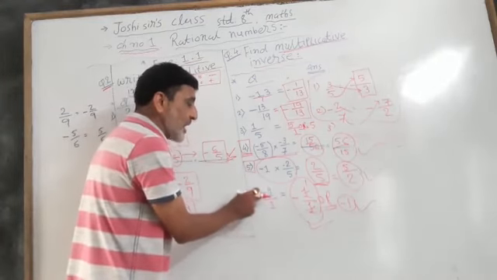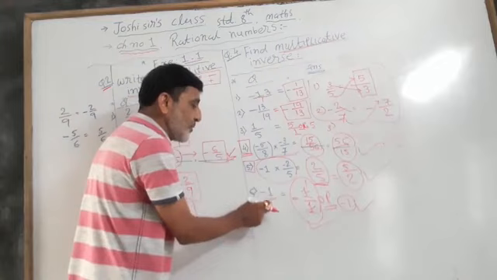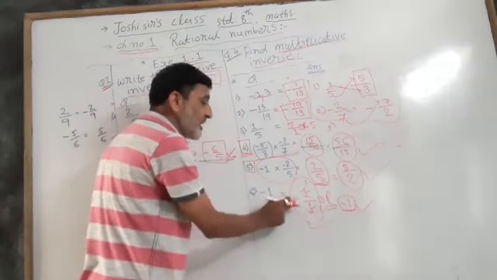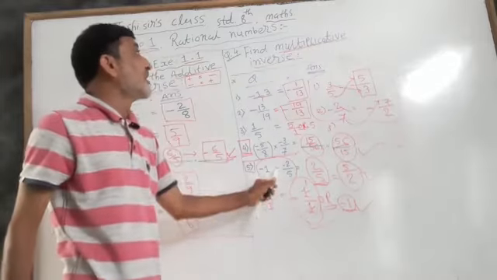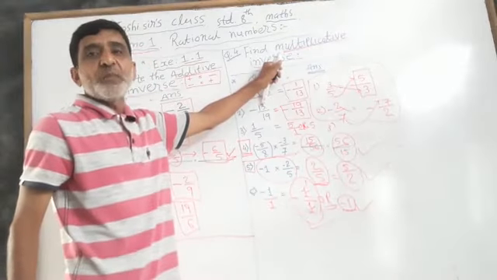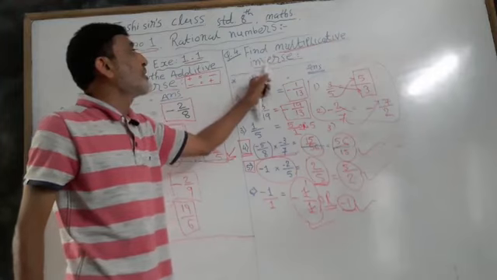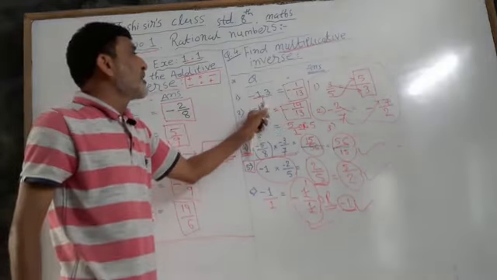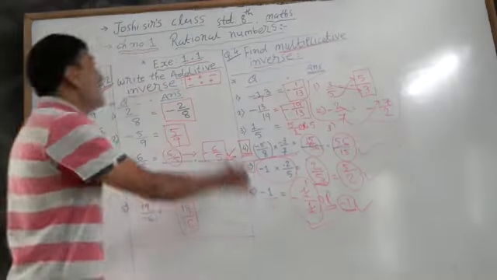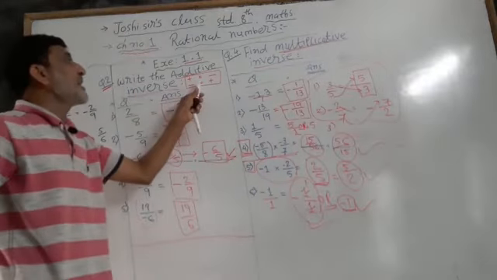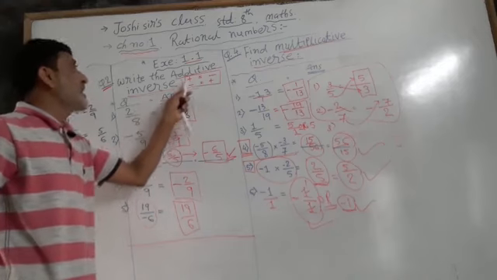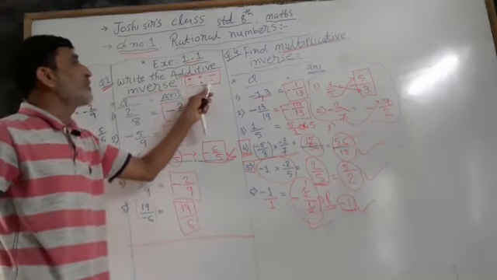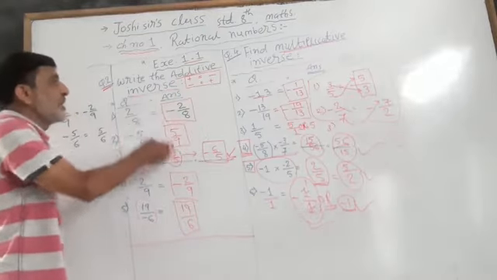Now change: the minus sign will be the same, and 1 upon 1. So 1 upon 1, or you can also write 1. But the sign is necessary. Never change the sign in this question. In multiplicative inverse, don't change the sign. Only change the number up and down side. And in additive inverse, you have to change only the sign. If the given number is minus, then you have to write plus, and the number will be the same.